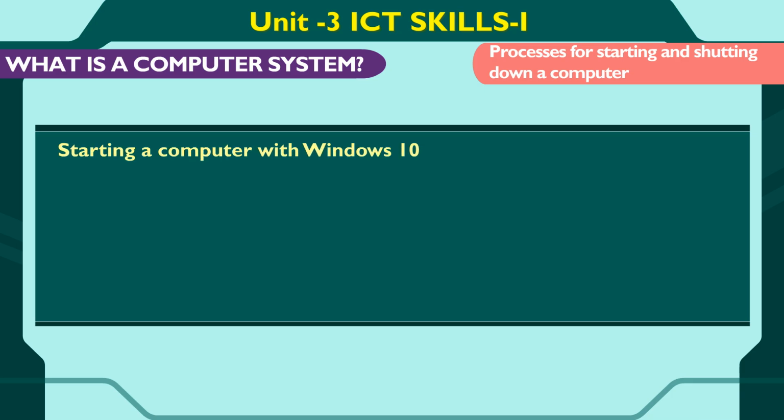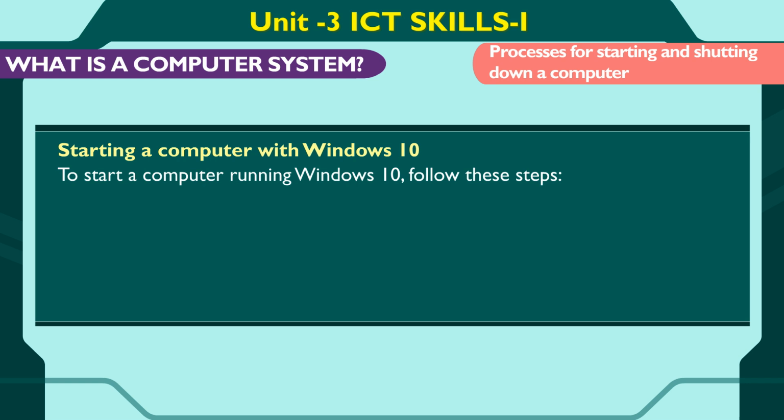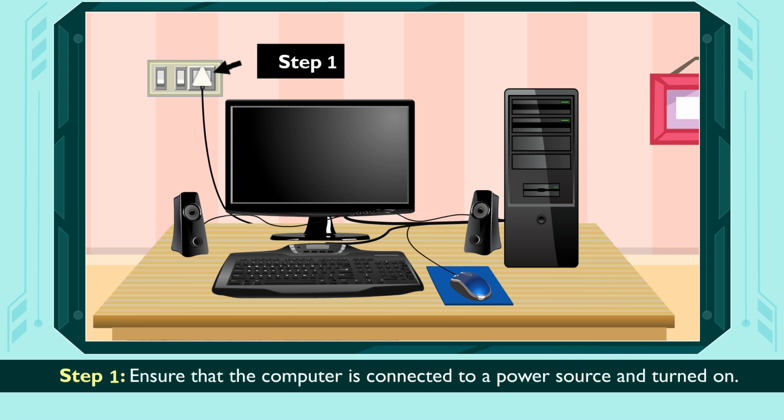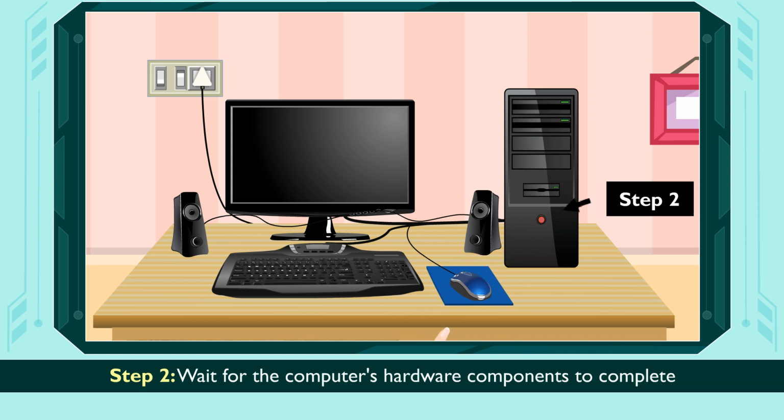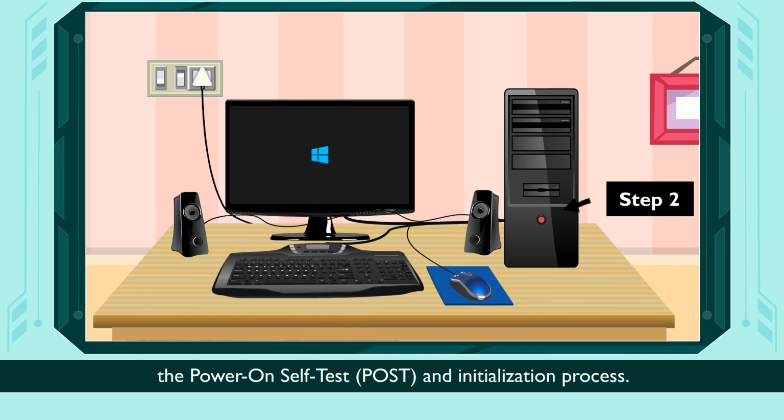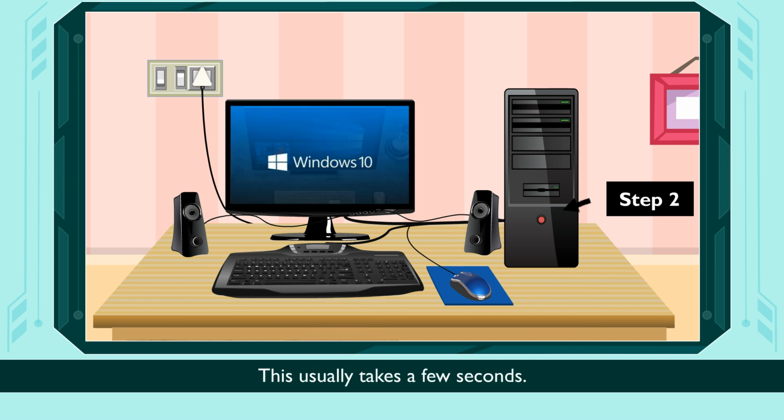Starting a computer with Windows 10. To start a computer running Windows 10, follow these steps. Step 1. Ensure that the computer is connected to a power source and turn it on. Step 2. Wait for the computer's hardware components to complete the power-on self-test, POST, and initialization process. This usually takes a few seconds.